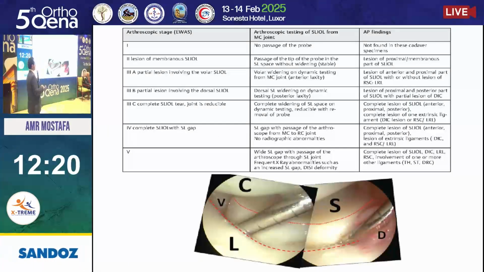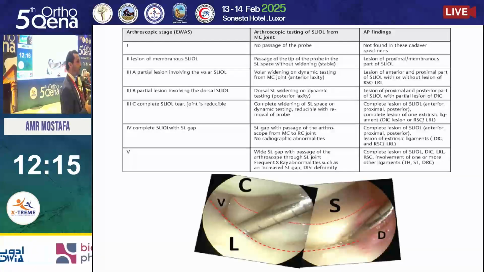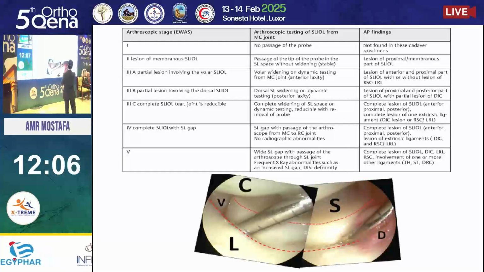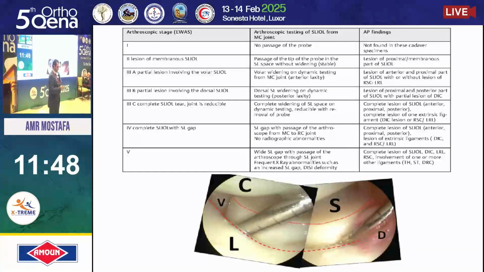Depending on this, if you look more precisely in the EWAS classification and the recommendation, you will find in this last column what they state, for example, in stage 3C, that we have a DIC lesion or radioscaphocapitate and long radiolunate, and then it continues. So they added the complex injury, and they stated it since the EWAS classification was presented.